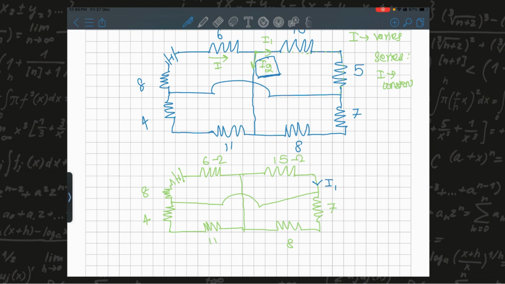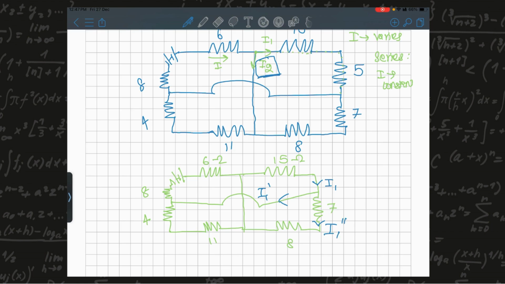Now this I1 current moves to the next part. See, here is a junction connecting this wire and the 7 ohm resistor wire as well. So what happens here? The current again gets divided. Here goes the other I1. This here goes, say, I1 dash, and here goes I1 double dash.